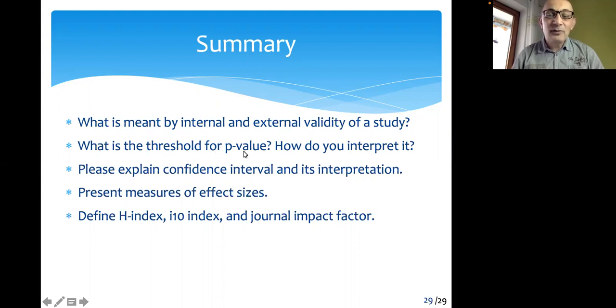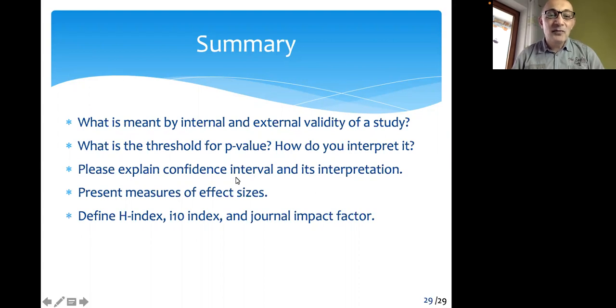The p-value as a threshold, at least after watching this presentation, you should be able to tell what is the p-threshold and how we interpret it, why it is 0.05 and not something else. Who decided that it should be 0.05? These are, of course, discussion points.